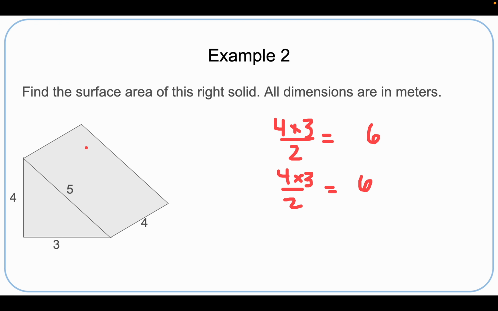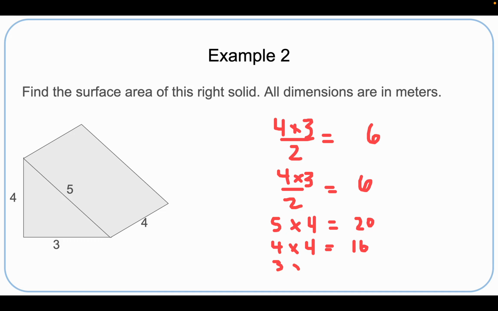Okay, and then we need to find the area of our rectangles. So this first one on the front here is 5 by 4, which is 20. Then we have our side on the back, which is 4 high and going to be 4 long. So 4 by 4, which is 16. And then on the bottom, our bottom rectangle is 3 by 4.